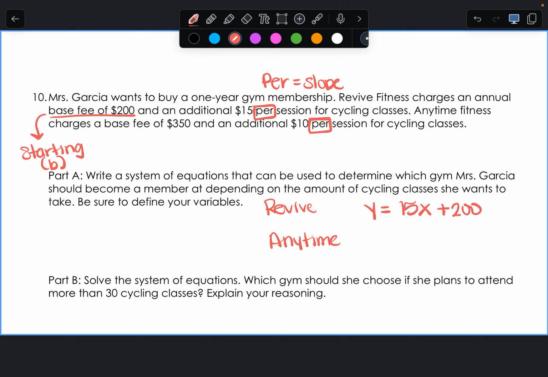Yes, questions? Okay. Anytime Fitness charges, once again, a base fee of $350. That is your starting point. So Y equals plus $350. And an additional $10 per session. Per represents slope. Slope goes in front of X, meaning 10X.